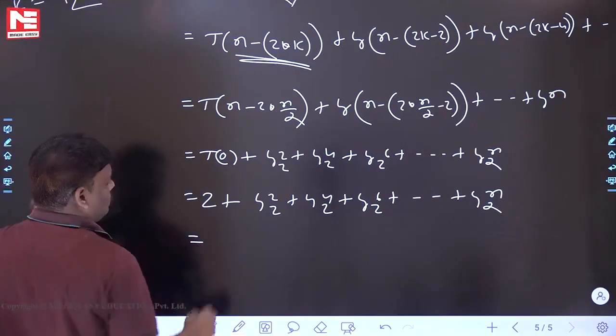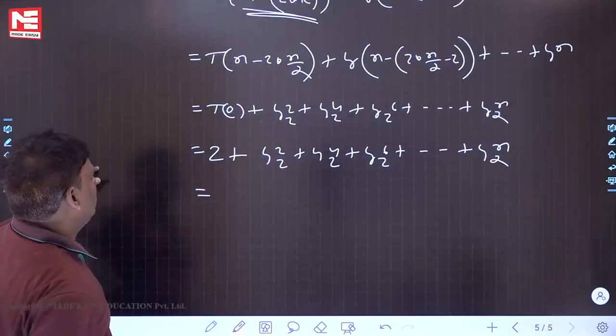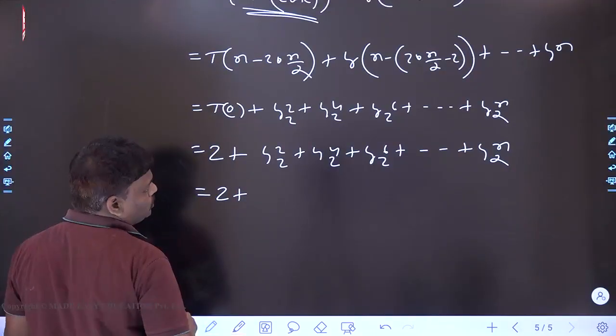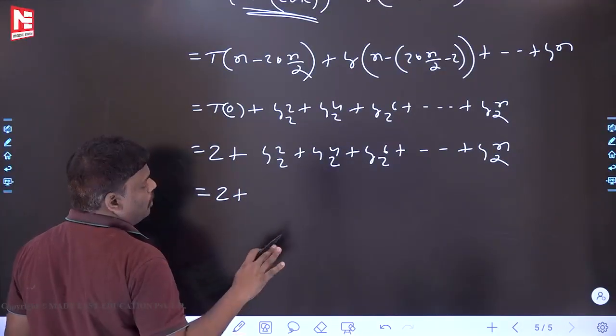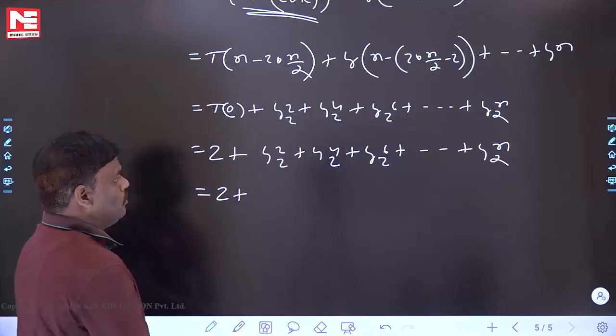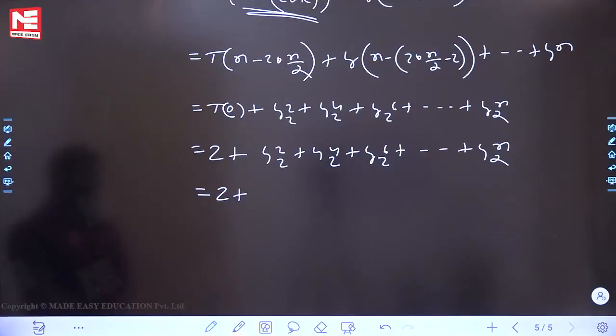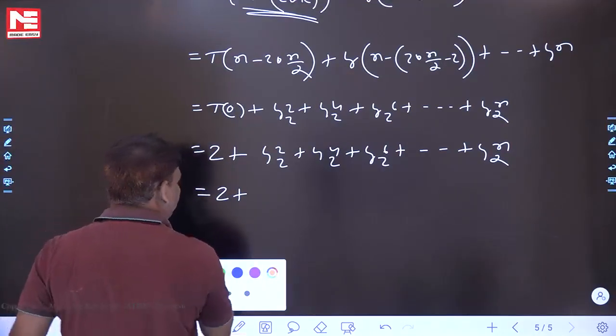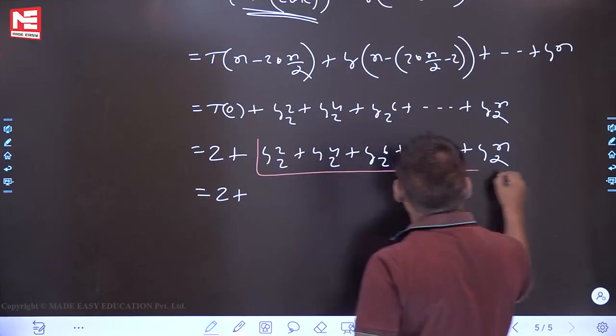Let's go to the next one. Next one, can you help me? 2 plus log 2 base 2, log 4 base 2, log 6 base 2 and so on, log n base 2. How to solve this problem? In this problem, our goal is how to solve this series. Can you read the series? Log 2 base 2. This series, how to solve? That is our goal. In every problem, one series will come.